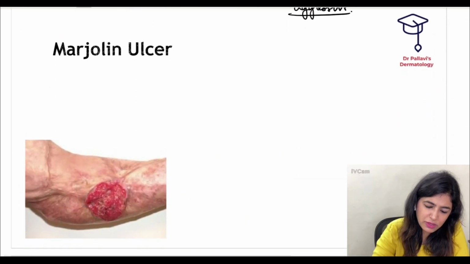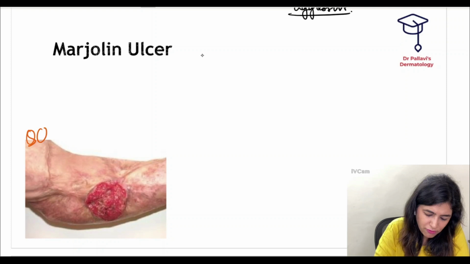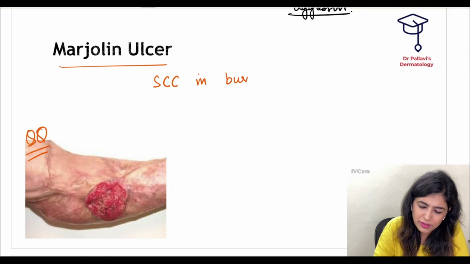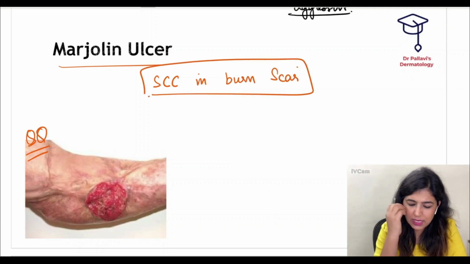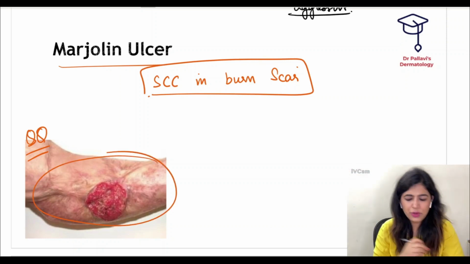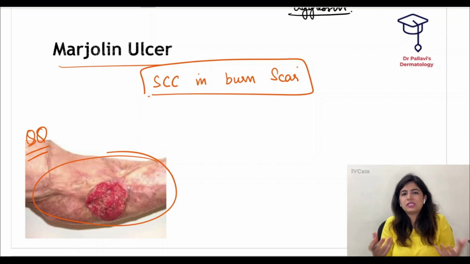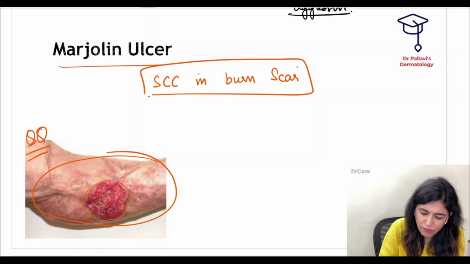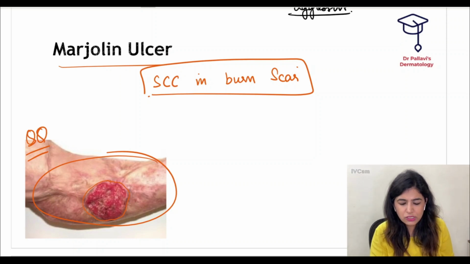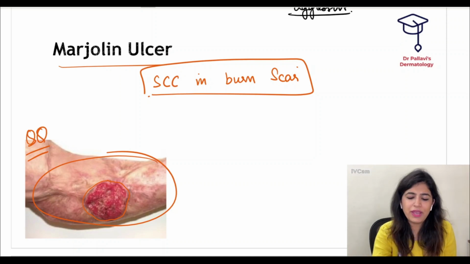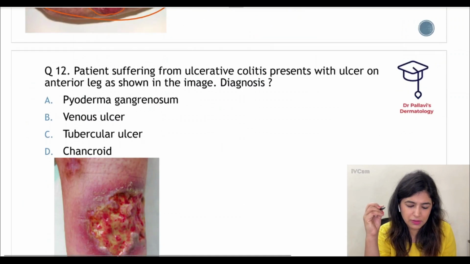Then there is also an image of the marjolin ulcer, which is again a very often asked question. This is a SCC which develops in a long standing burn scar. So this is a squamous cell carcinoma which develops in a burn scar. Looking at the image, see the surrounding area. Surrounding area is an atrophic scar which is suggestive of a burn that has healed. In the center, there is an ulcer with hypertrophic granulation. So this ulcer with hypertrophic granulation developing in a scar, very classical marjolin ulcer.